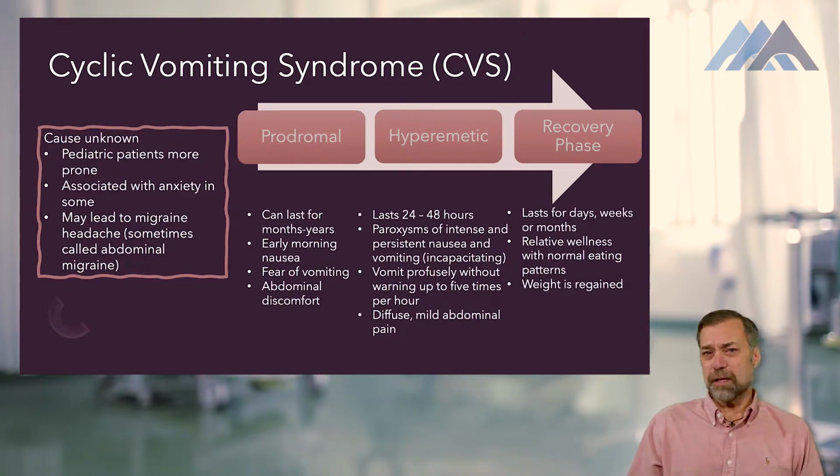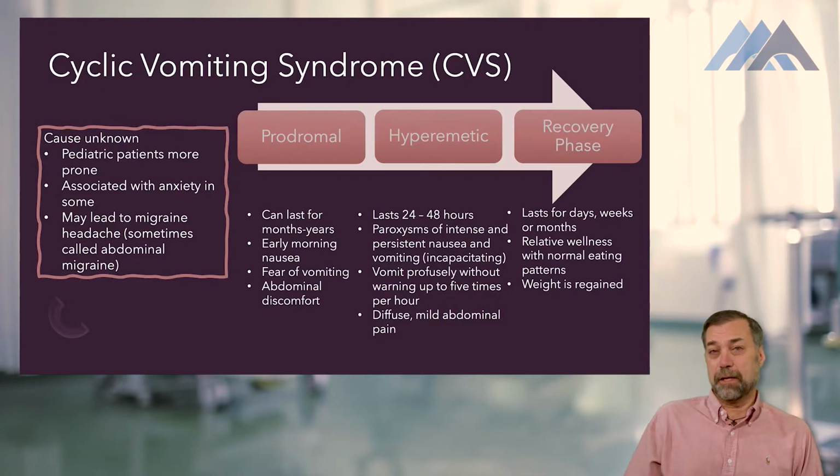So the cause of cyclical vomiting syndrome is unknown. It does seem like pediatric patients are more prone than adults to this, and it is associated with anxiety in many patients. Also, people with cyclical vomiting syndrome may also have associated migraines, and for that reason, there seems to be a potential association between the two. Sometimes cyclical vomiting syndrome in the literature is referred to as abdominal migraines.